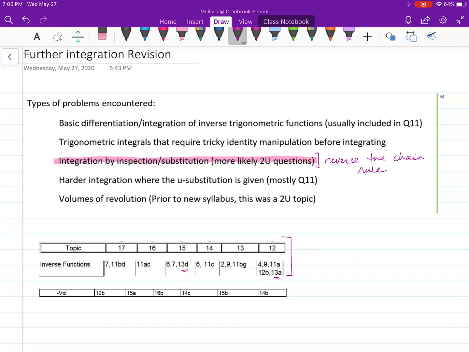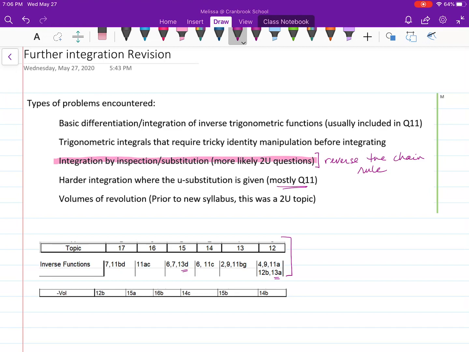Harder integration where the U substitution is given, it's given because it's required, in that you cannot integrate without that U substitution, unlike the previous U substitution where you might use it, but you could also reverse the chain rule, integrate by inspection. And most of those where U substitution is given, they usually appeared at least in 2017 back to 2012. They usually appeared in question 11.